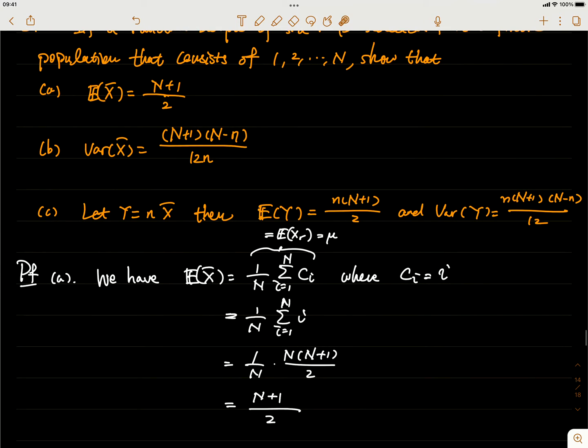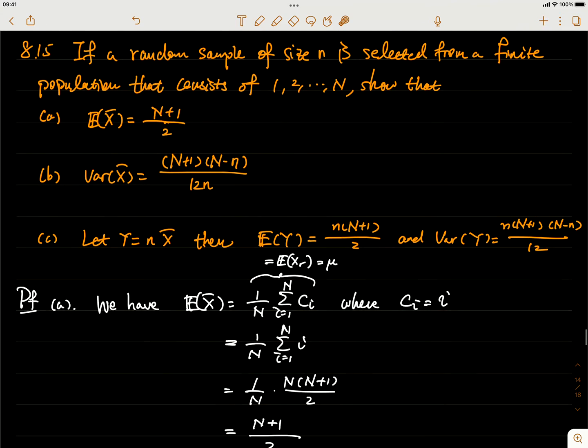For A, remember that for a random sample from a finite population in order without replacement, the expectation of the sample mean is just the expectation of every one in this random sample. So let's say the rth one, XR, denotes the rth selection. Expectation of XR we denote by mu, because it doesn't matter what R is, it's always taking the same value. And the formula for that is just the average of the values of those terms in the population.